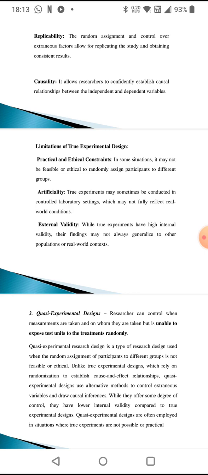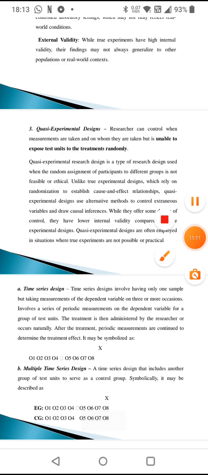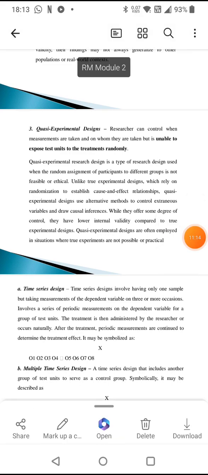Yes, that is there. So coming to the third one, that is quasi-experimental design. A researcher can control when measurements are taken and on whom they are taken, but is unable to expose test units to the treatments randomly.